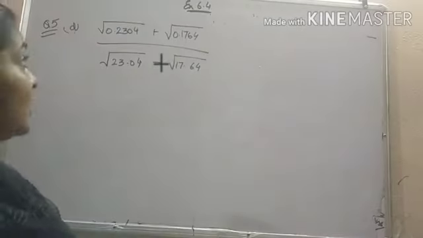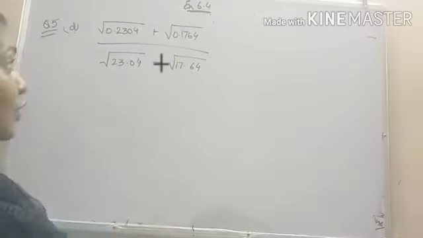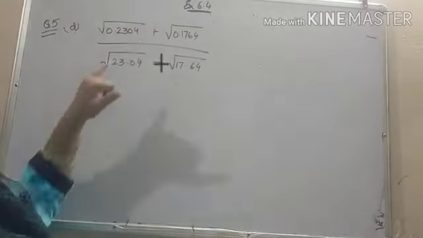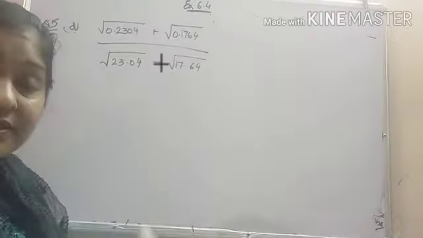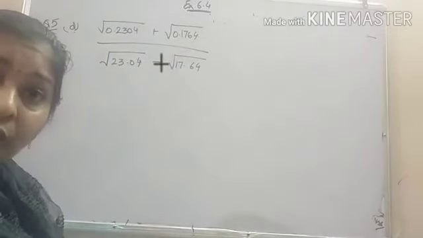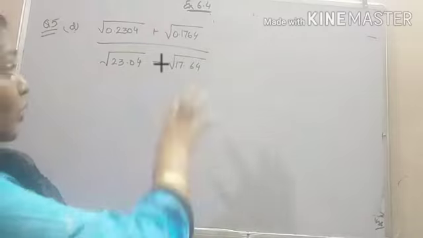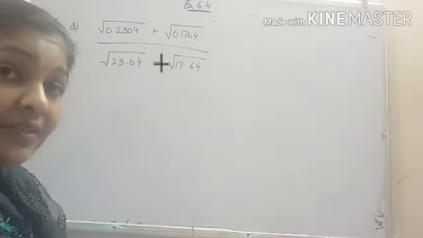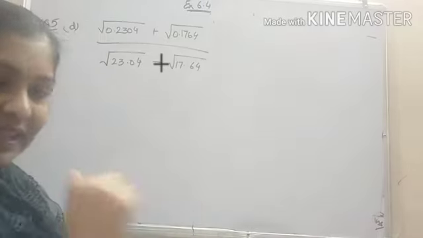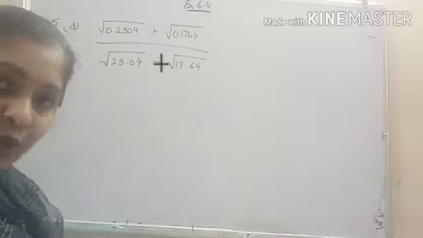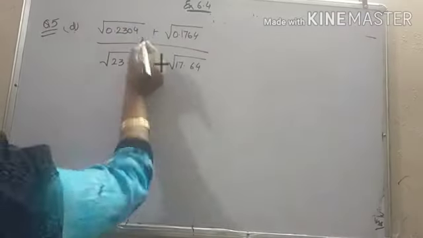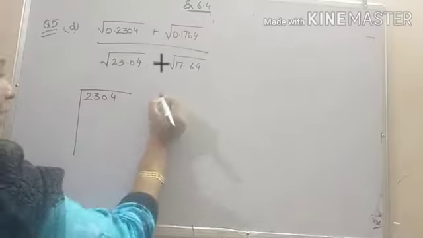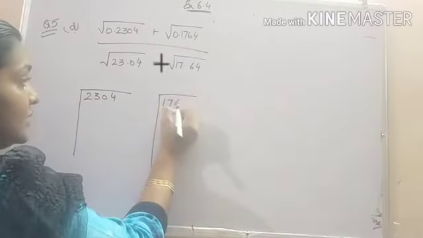Now look at this problem. Only two numbers are involved in it, 2304 and 1764. But it is to be noted that the decimal places are not the same. So what will you do? Will you find the square root of 4 different numbers or only 2? The answer is only 2. Now let's see how we will do it. We will just find the root of 2304 and 1764.